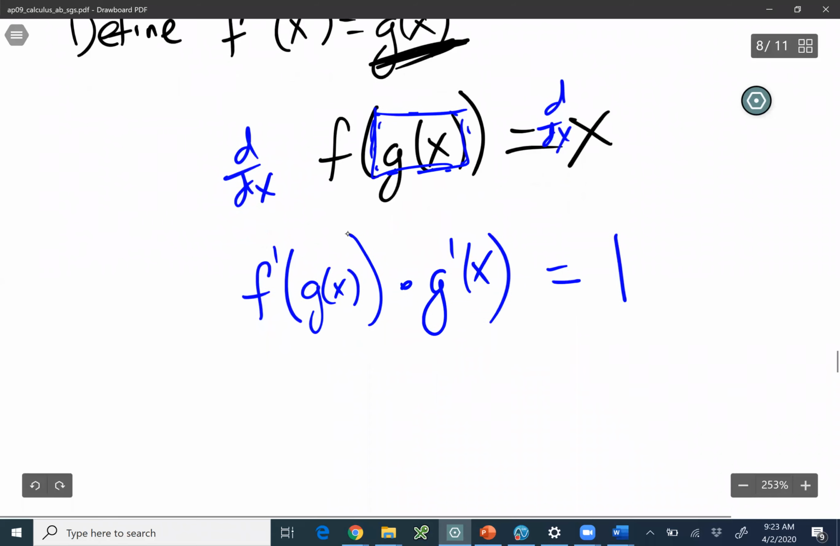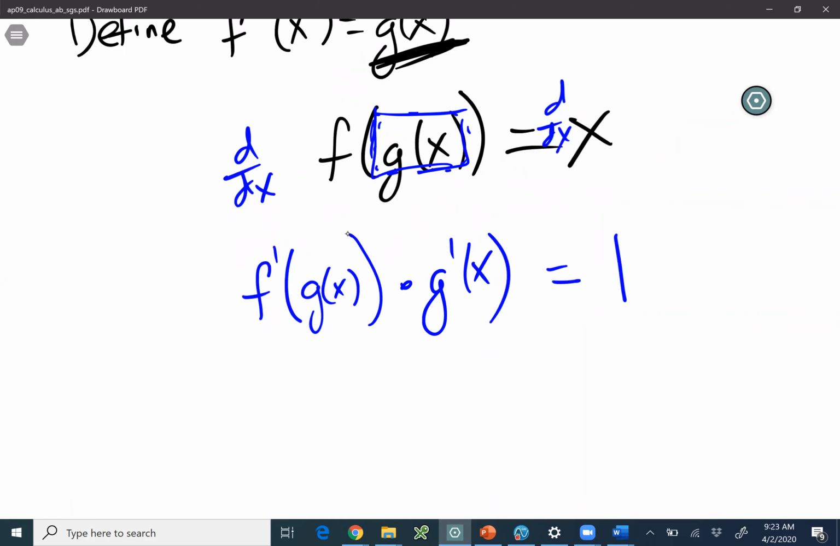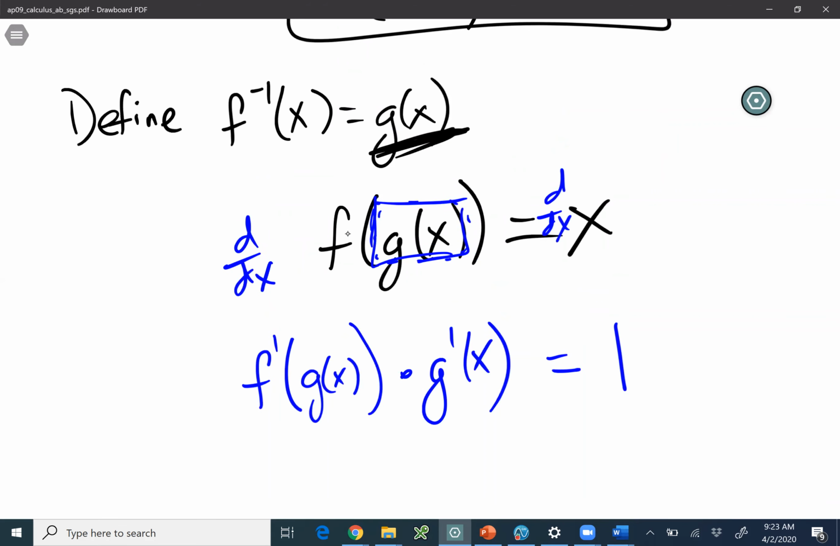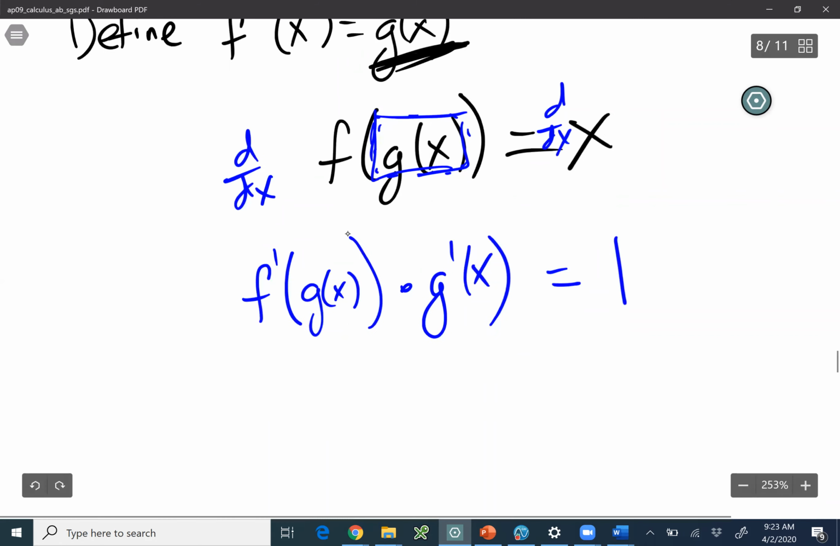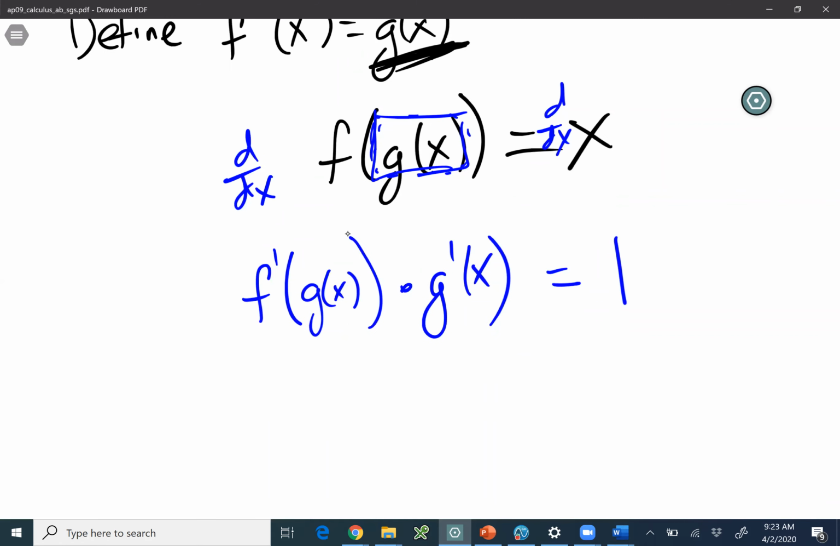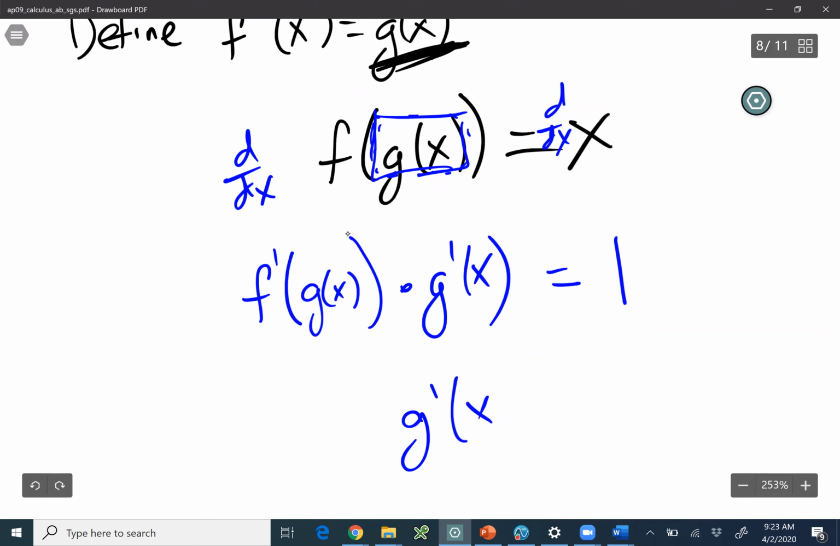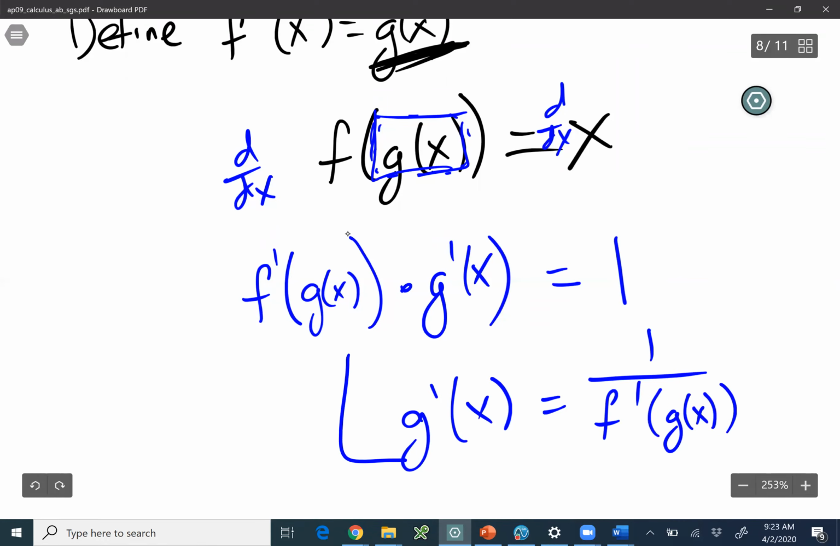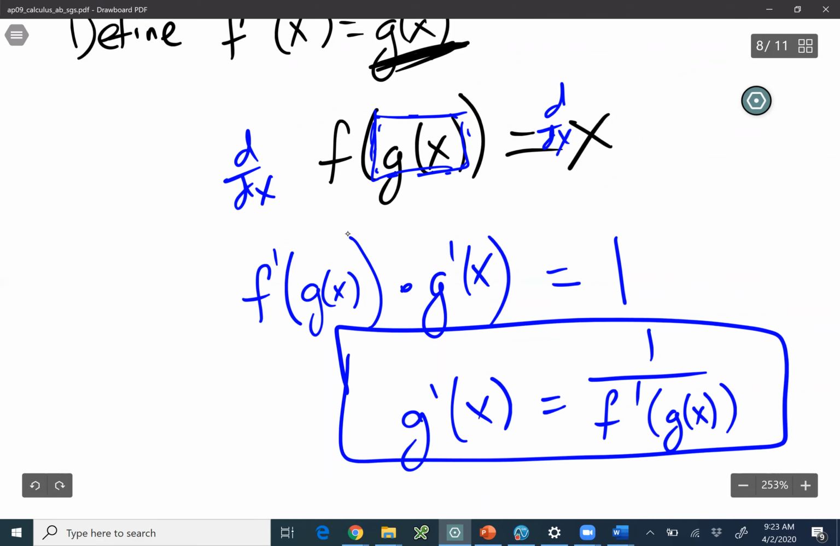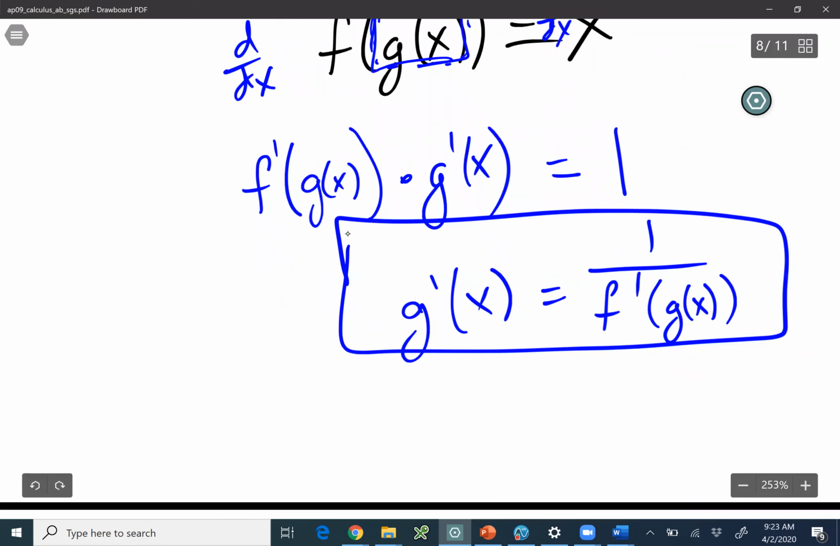What I'm trying to figure out right now is the derivative of g, the derivative of this inverse. So I want to solve for g prime. I'm going to just divide by the other stuff. And so we get g prime of x is equal to 1 over f prime of g of x. Now, I don't care what you copy down at all. You just need to copy down that line, plus what I'm going to write below it, where g of x is the inverse of f of x.